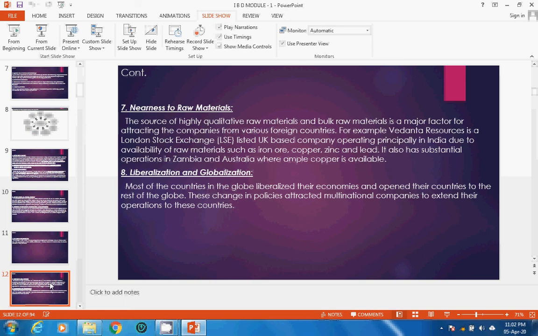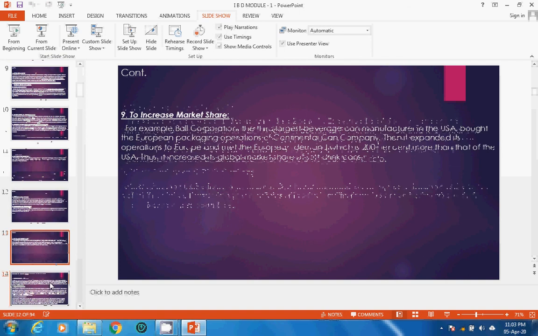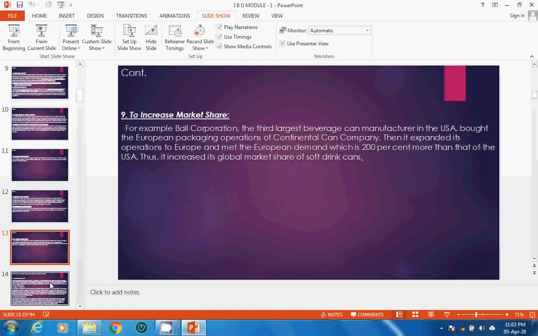Liberalization and globalization. Almost all the countries of the world today have opened up their economies to the rest of the world. So that change in the policies of the world economies attracted the multinational companies to expand their business operations to different foreign economies to increase market share. For example, Ball Corporation, the third largest beverage can manufacturer in the US, bought the European packaging operations of Continental Can Company. Then it expanded its operations to Europe and met the European demand, which is 200% more than that of the US. Thus, it increased its global market share of soft drink cans.